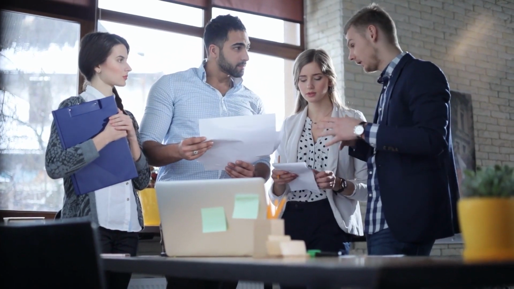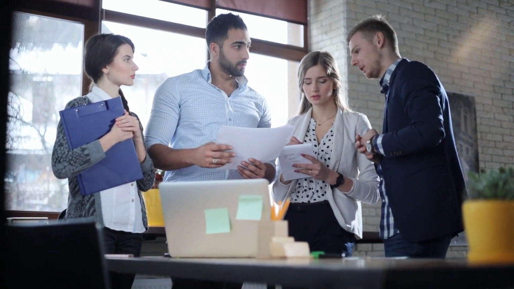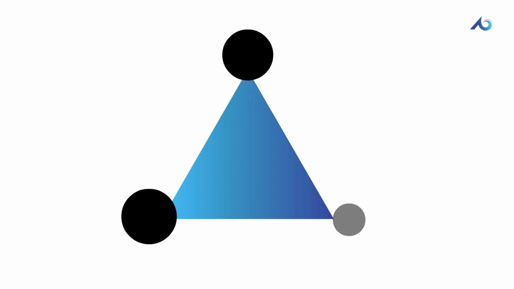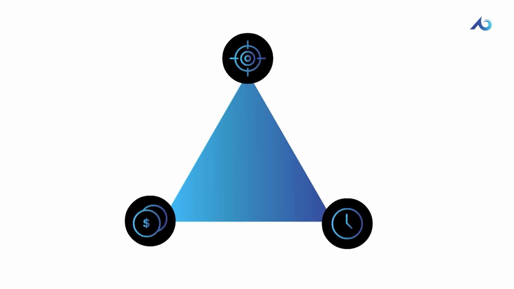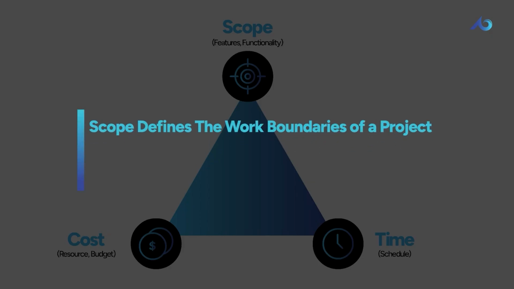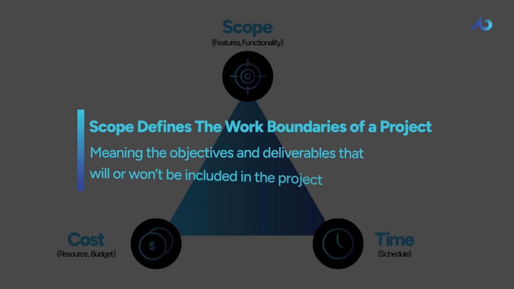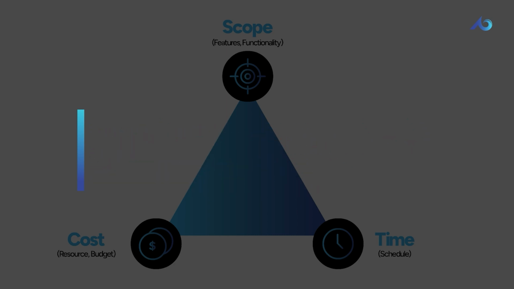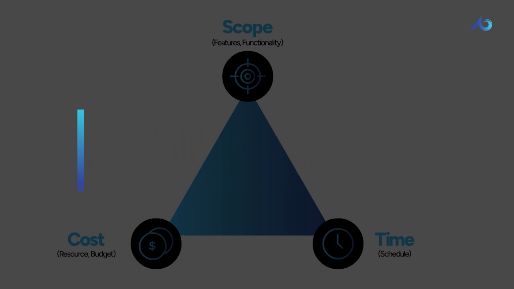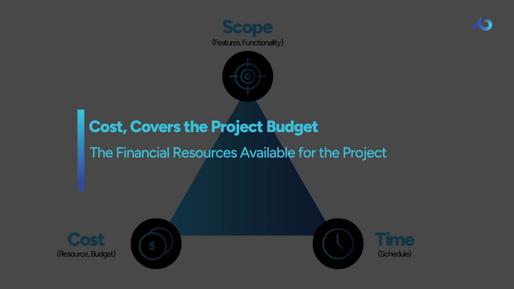One of the foundational concepts in project management is the project management triangle, also known as the triple constraint. This triangle represents the 3 key constraints every project faces: scope, time, and cost. Scope defines the work boundaries of a project, meaning the objectives and deliverables that will or won't be included in the project. Time refers to the project schedule, like the planned start and end date. And cost, well, that covers the project budget, the financial resources available for the project.